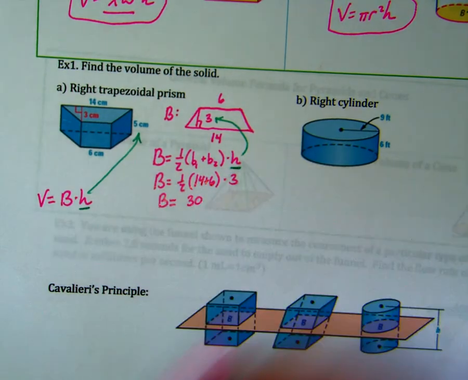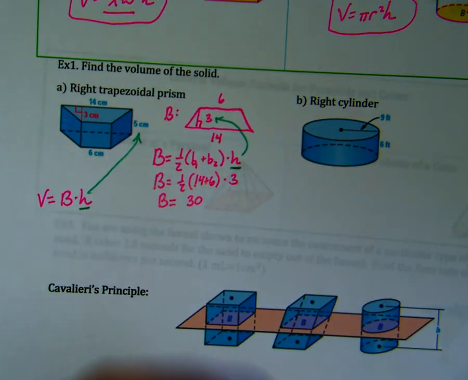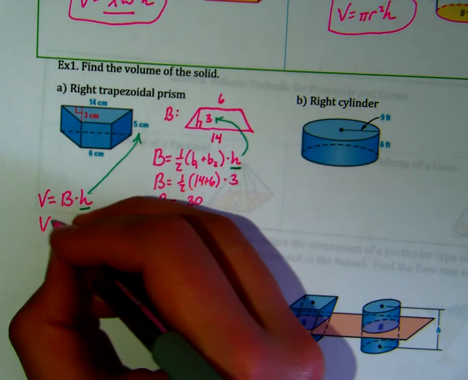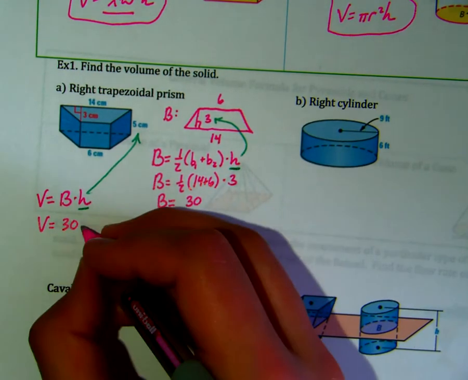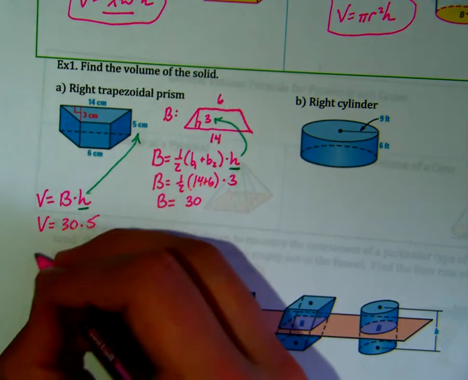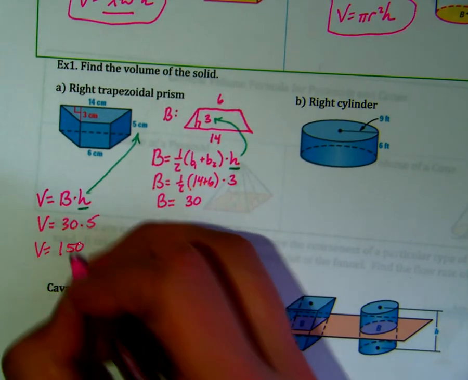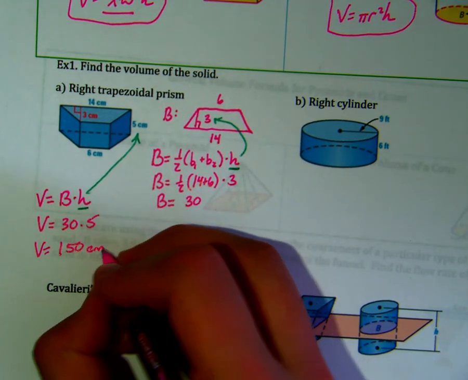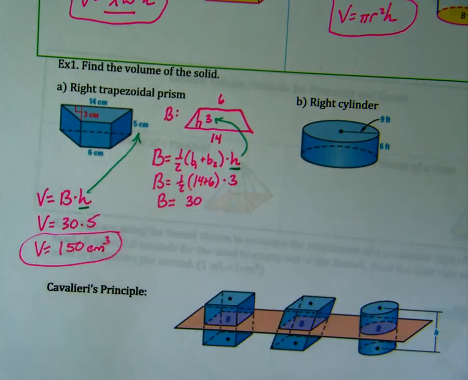This whole thing ends up being like 30. So now I can plug that back into my volume. The volume is the area of the trapezoidal base times the height. So the volume is 150. The units are centimeters cubed.